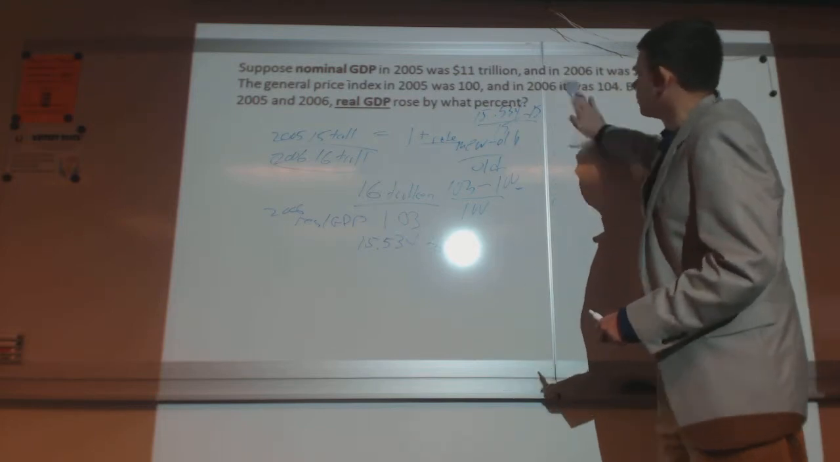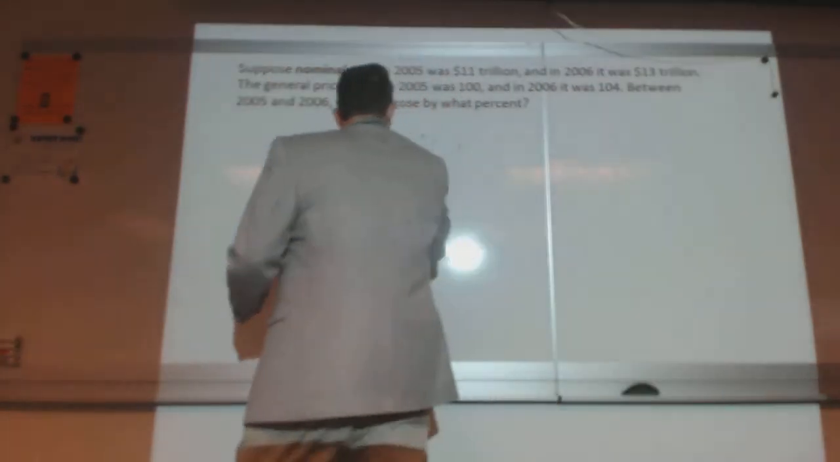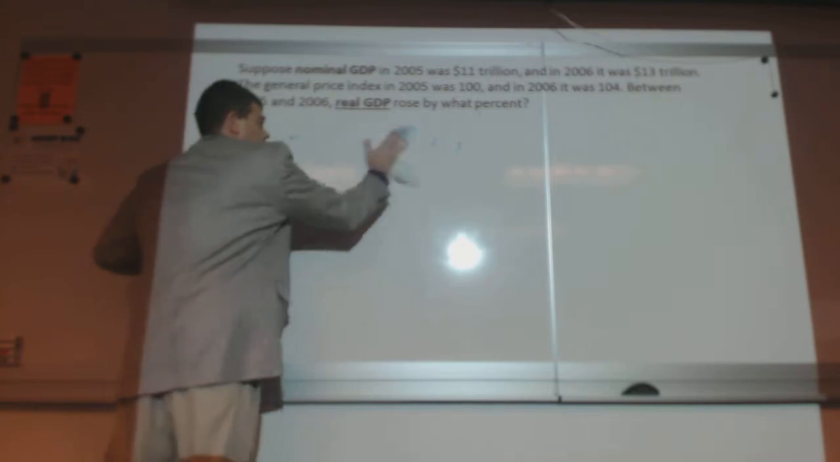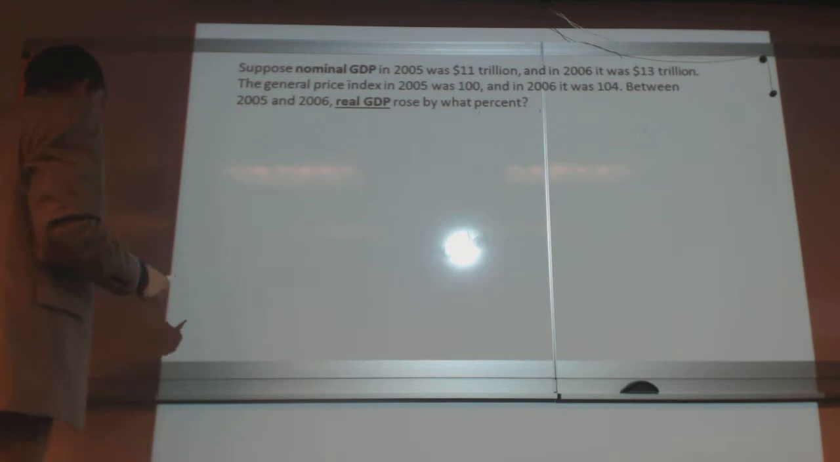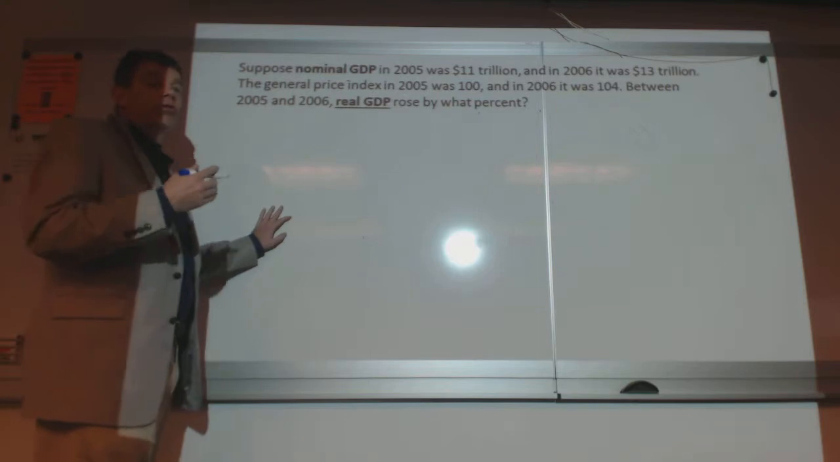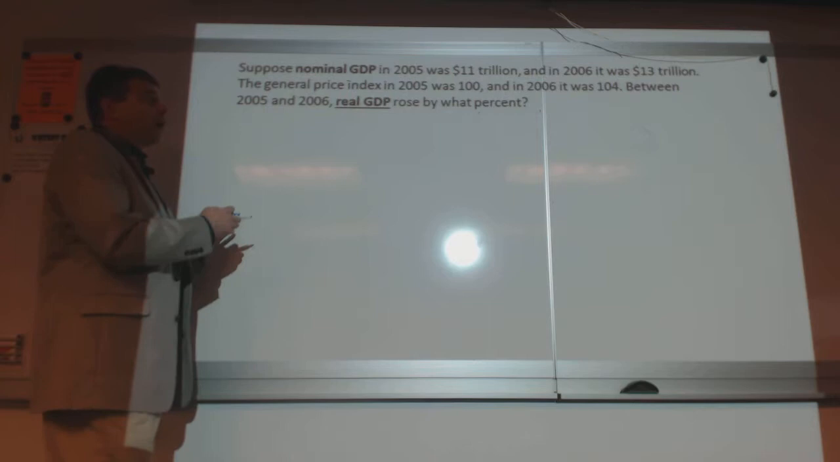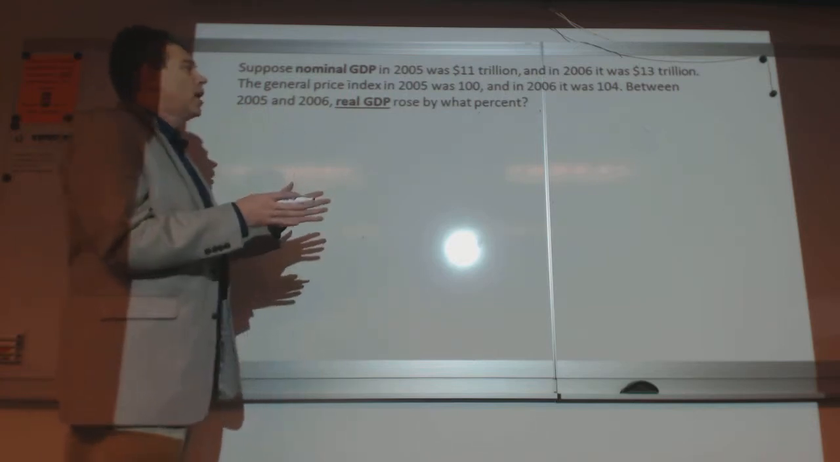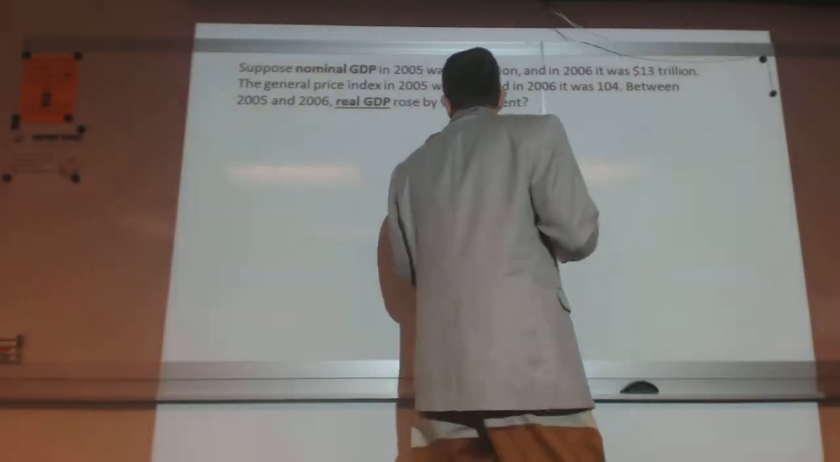So we have some similar numbers here. And annoyingly, I'm going to erase this all so you can't see it and just exchange the numbers. But the process is going to be exactly the same. Suppose nominal GDP in 2005 was 11 trillion. And in 2006, it was 13 trillion. That sounds like good news. The general price index in 2005 was 100, and in 2006 it was 104.